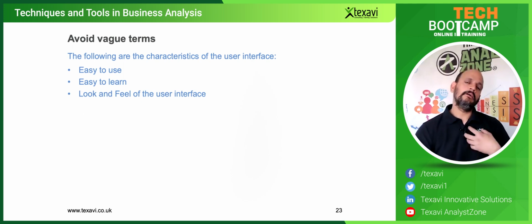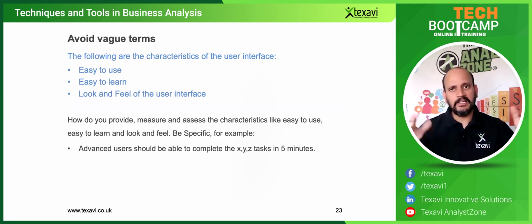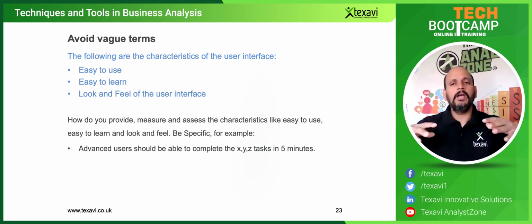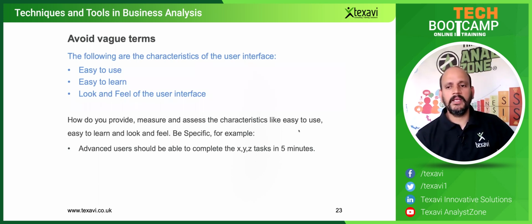So we as BAs need to get into the details of these. We cannot just leave these things hanging in mid-air. We should actually get them down to the ground, make sure that we peg them down. We give some examples, some numbers, some specifics that we can measure. So that's where we talk about, for example, easy to use.